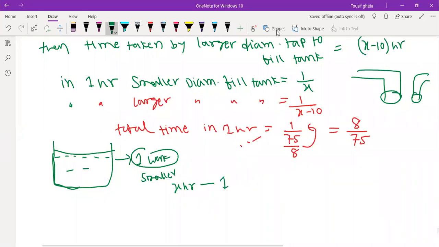In 1 hour, how much will be filled? I want to find in 1 hour how much will be filled. Cross multiply I will do. In 1 hour, 1 into 1 divided by X. So in 1 hour, the smaller diameter tap will fill 1 by X of the tank. In the same way, in 1 hour, the larger diameter tap will fill 1 by (X minus 10).